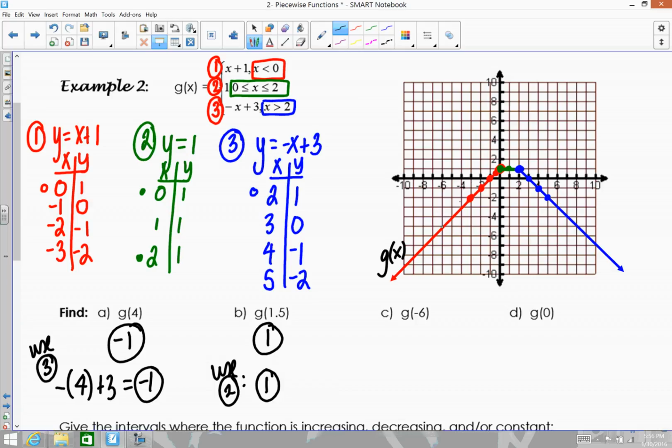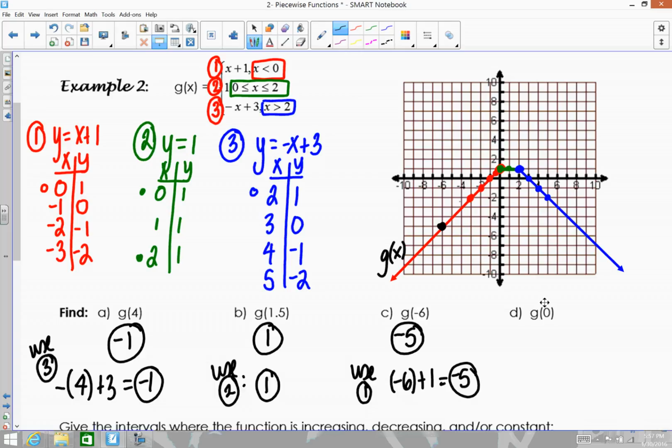-6. So -6, I don't have an exact point plotted, but if I continued with the slope here of this line, I would see that this point is at -6. The y value is -5. But again, look at where -6 falls. It falls in the first equation. You can use equation number 1. So if you plug in -6 in for x plus 1, you get -5. So you get the same answer.